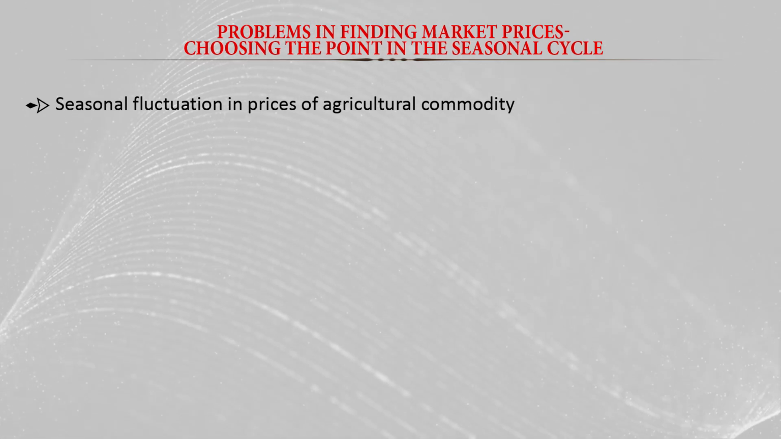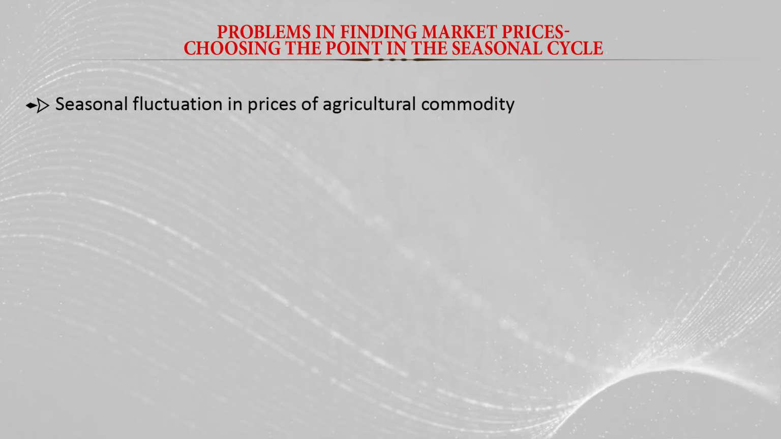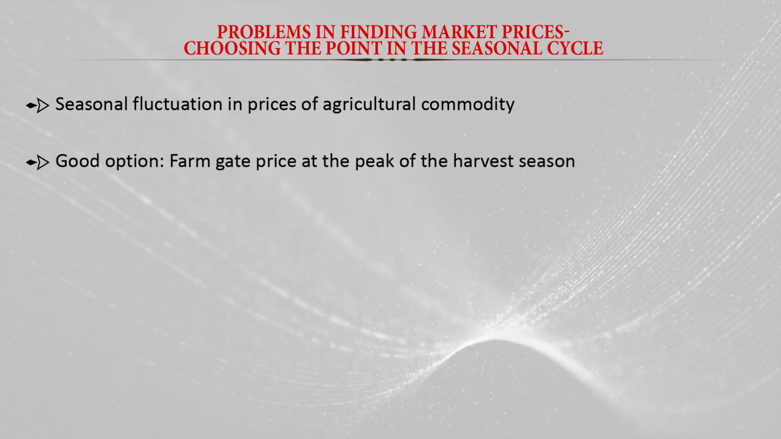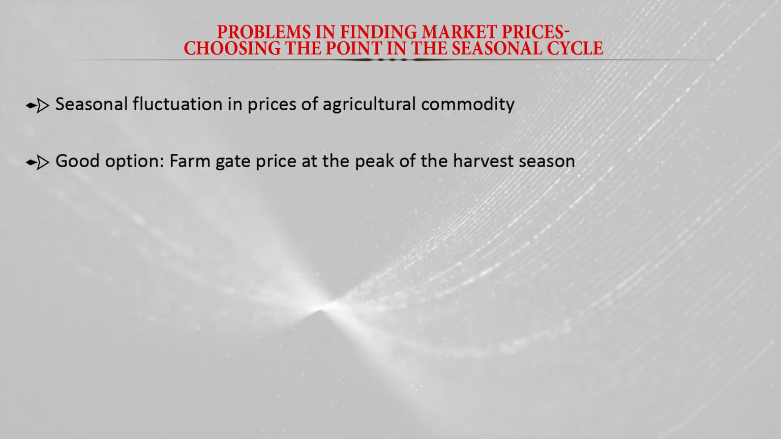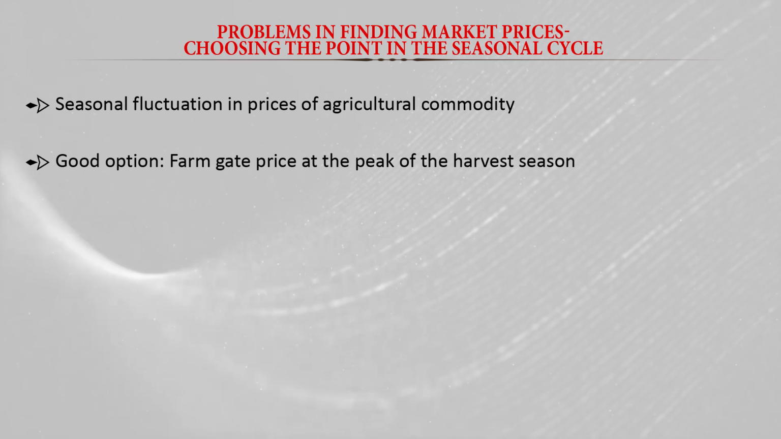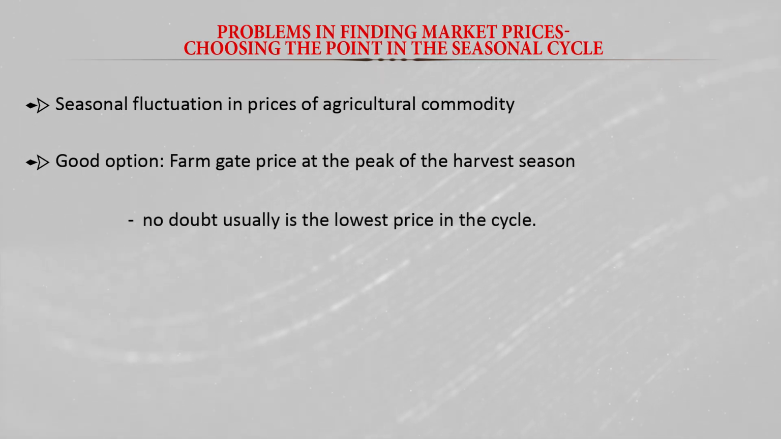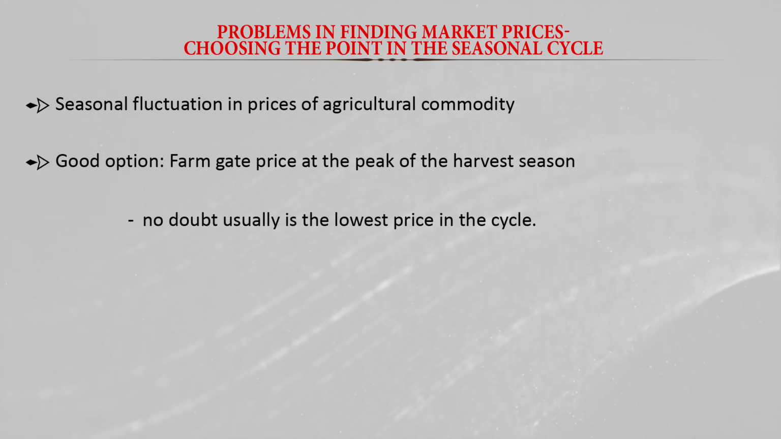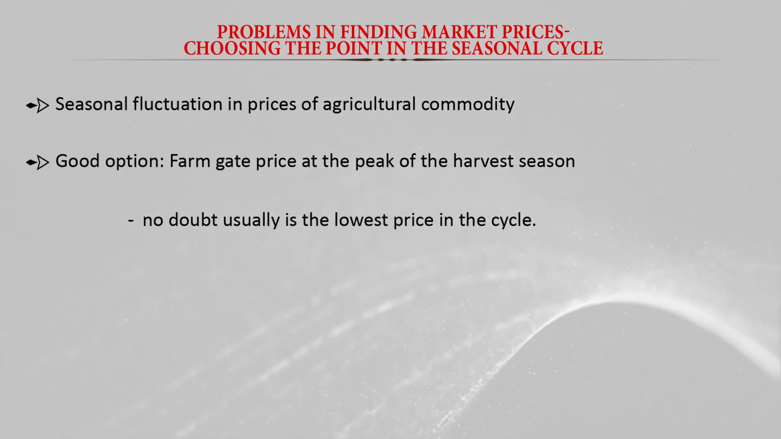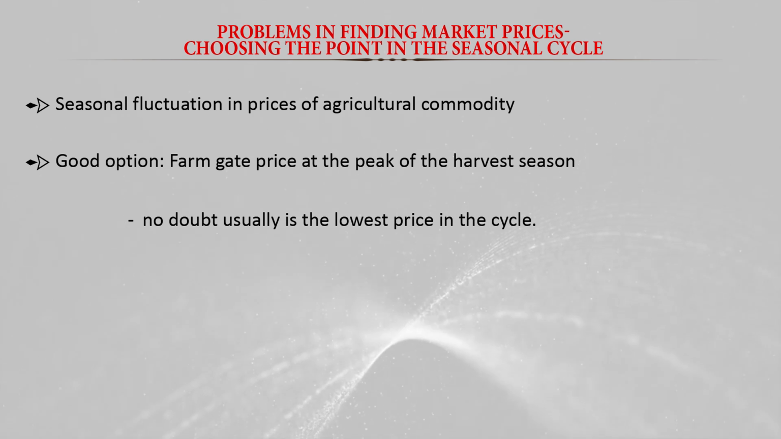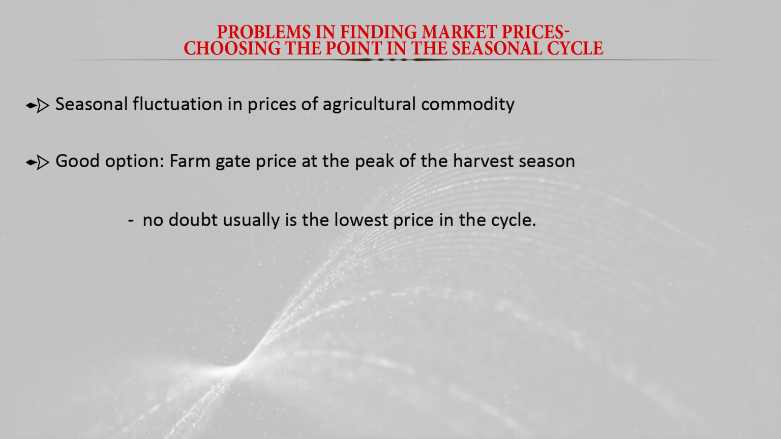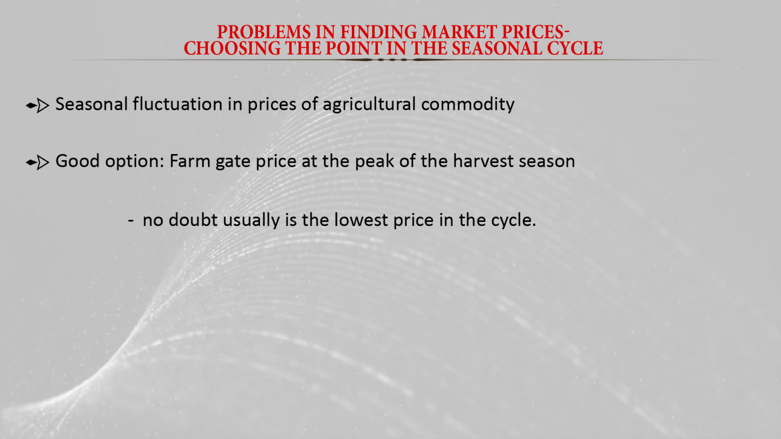Another problem is in finding the right marketing prices. In the case of an agriculture project, there is a seasonal fluctuation in the price of the agriculture commodity. In that condition, a good option is that the farm gate prices at the peak of the harvest season should be considered. There is no doubt that usually it is the lowest price in the yearly cycle, but we should consider the prices of the peak harvest season if there is a fluctuation in agriculture commodity prices.